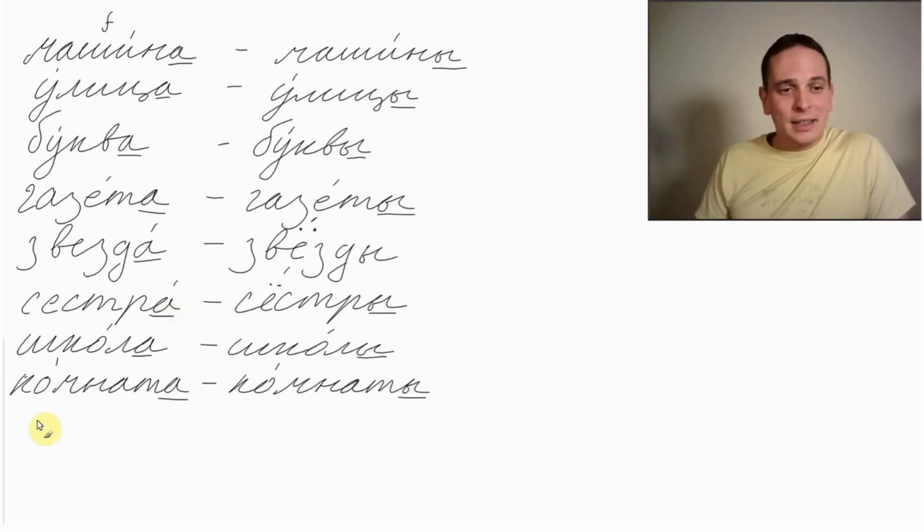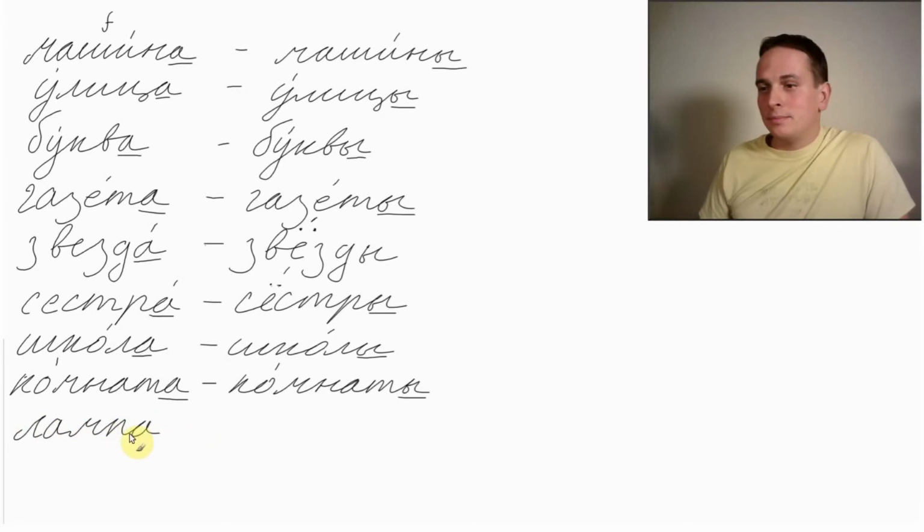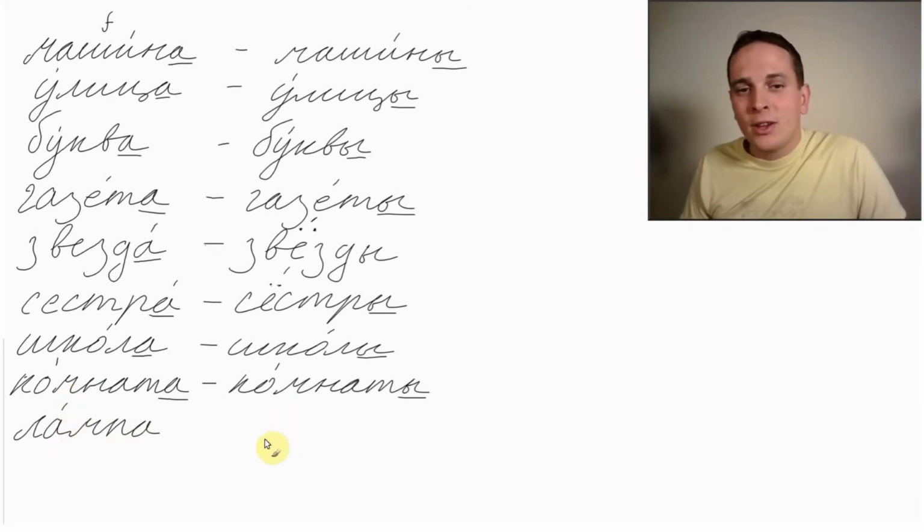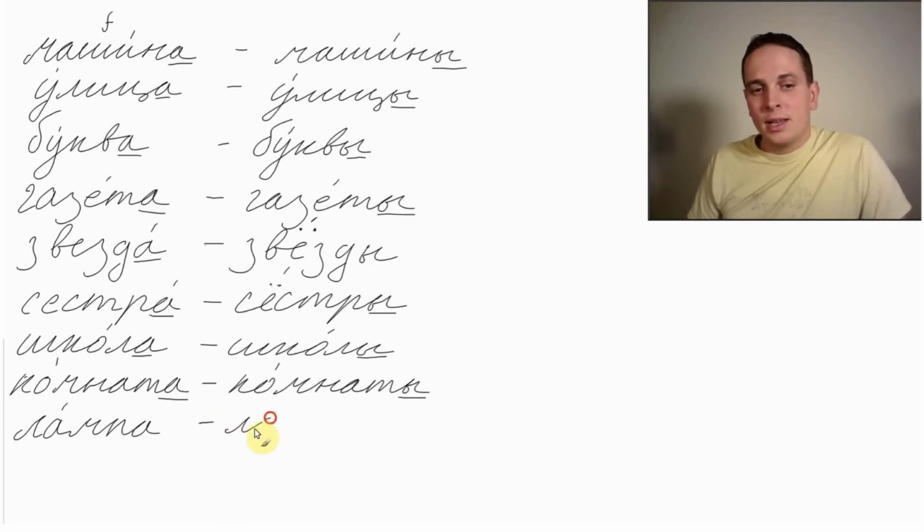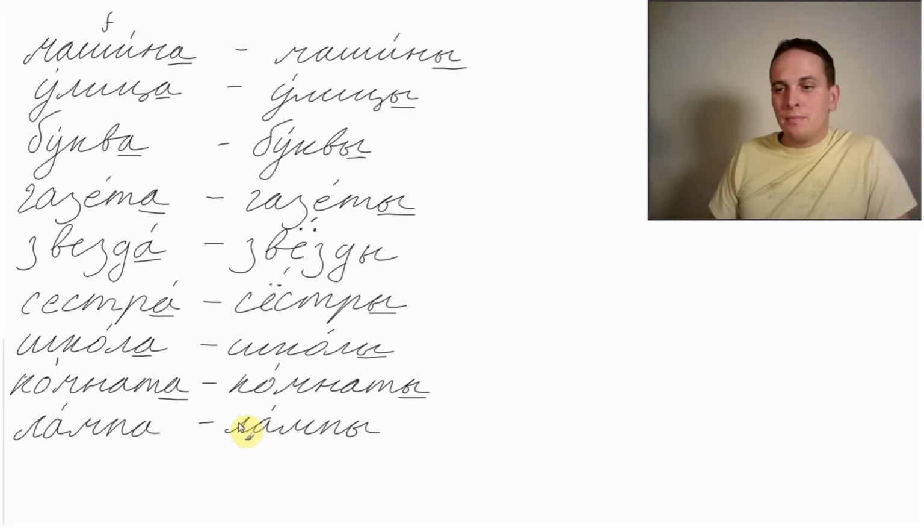Лампа is lamp. Лампа, with the emphasis on a. What would be the plural? Лампы. Lamp, lamps. Лампа, лампы.